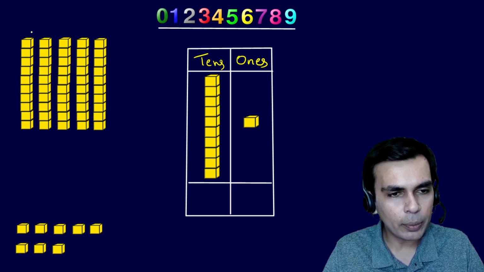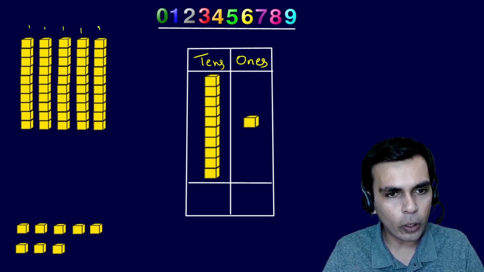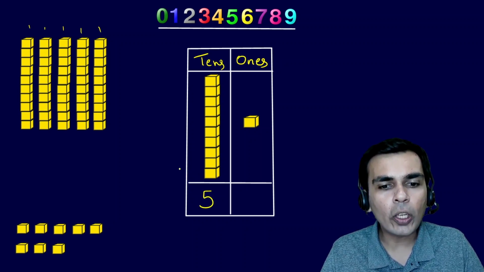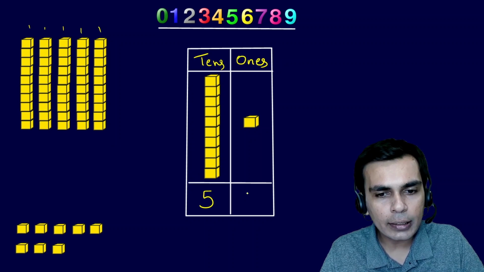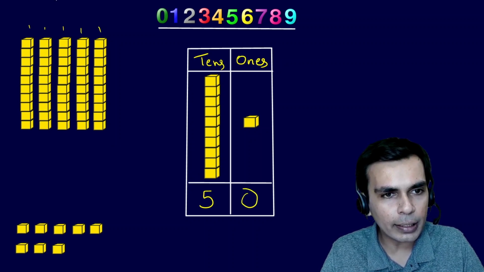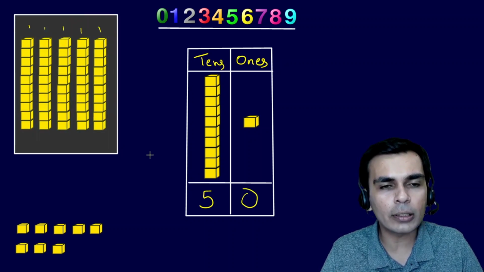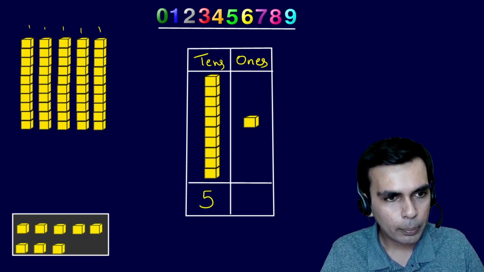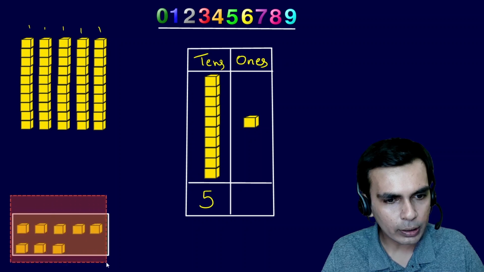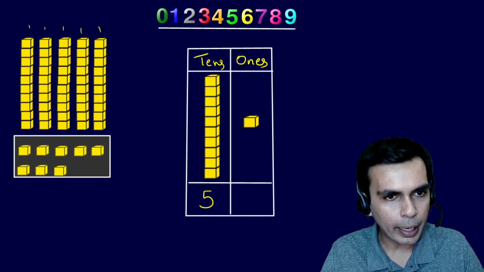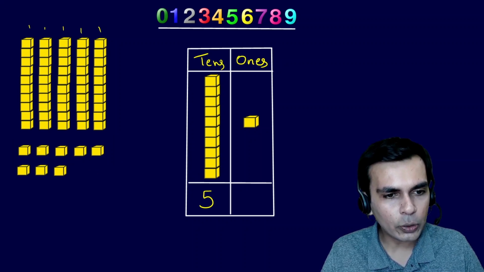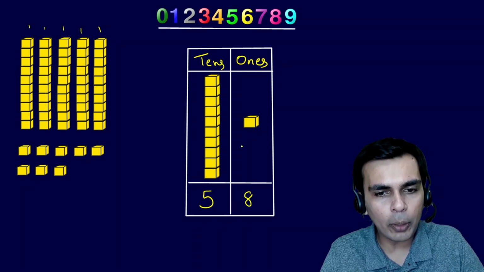And this will be 1, 2, 3, 4, 5. So our number would be 5 tens, which is what we call a 50, and 0 ones. So this thing here is actually a 50 because there are no ones here. But the moment I put this together, which is this one here, and if I ask you to count, you would say, okay, I have 5 tens as well as 1, 2, 3, 4, 5, 6, 7, 8. I have 8 single blocks of ones.